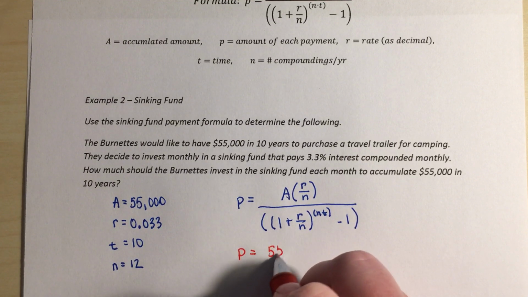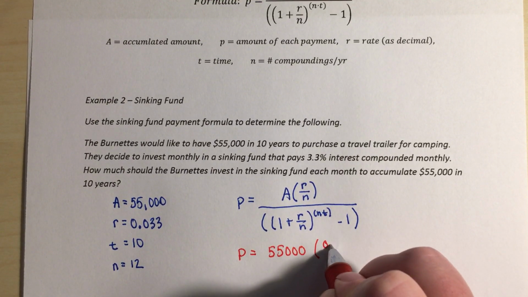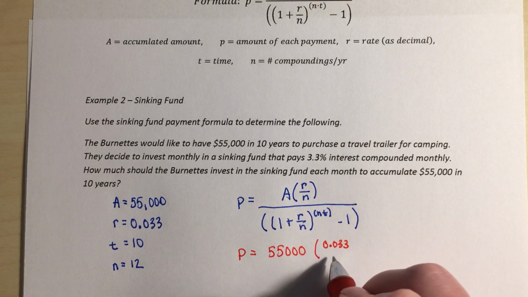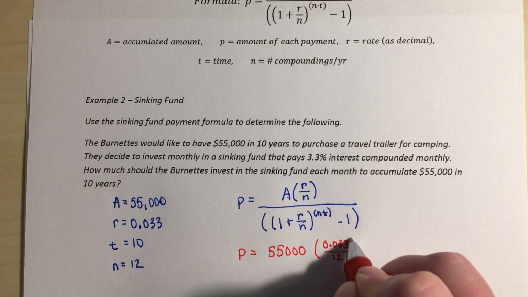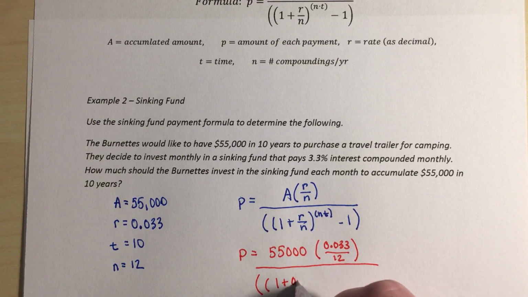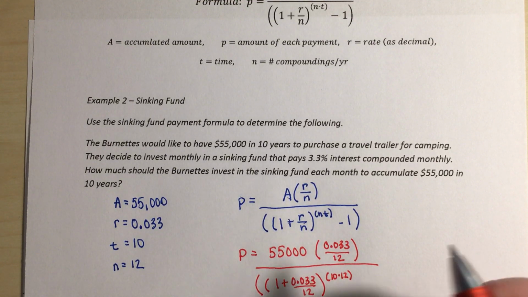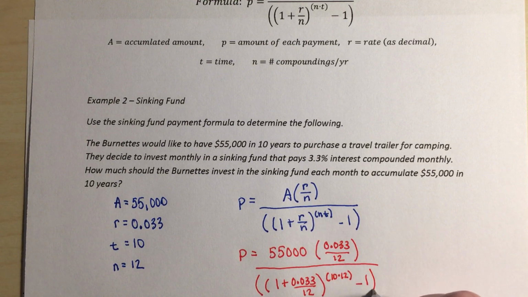All right, 55,000 times 0.033 over 12, all over parentheses, 1 plus 0.033 over 12 to the 10 times 12. Again, you could shorten it, just type in 120 there instead, minus 1.